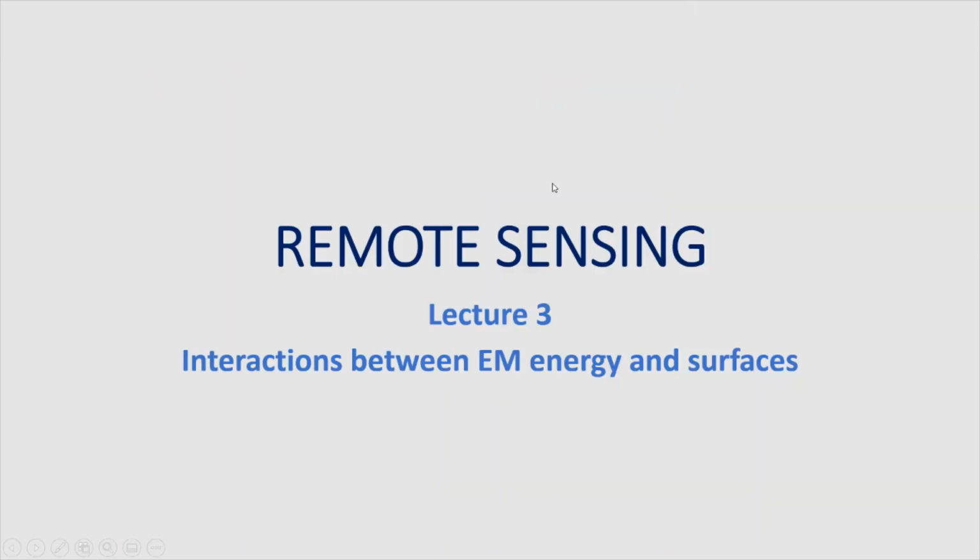Okay, I think that for today it's enough. We described the interaction between the electromagnetic energy and the surfaces. We took into account in the first part the geometric components. So we described specular and Lambertian or diffuse reflectors. And we also introduced the fact that we can use the Rayleigh criterion in order to understand when a surface behaves as a diffuse or a specular reflector.